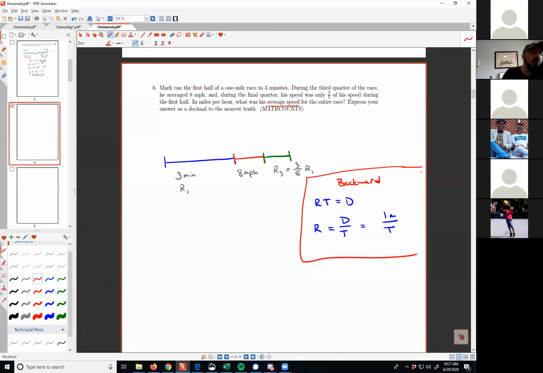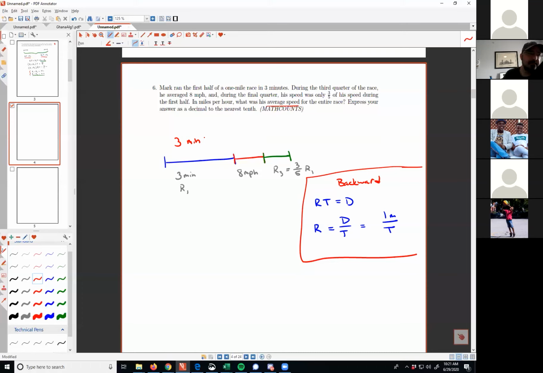So now we focus in on the information we had at the beginning. We do have the time of the first interval. That's given exactly as we wanted, 3 minutes. Now we can go to the next piece. The third quarter of the race was run at 8 miles per hour. What do we do with that?